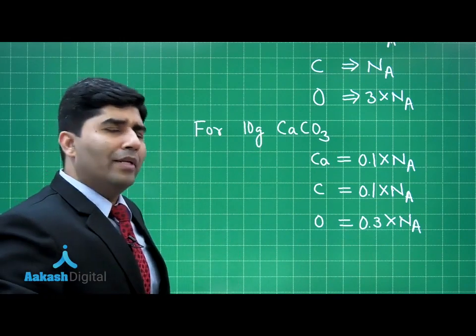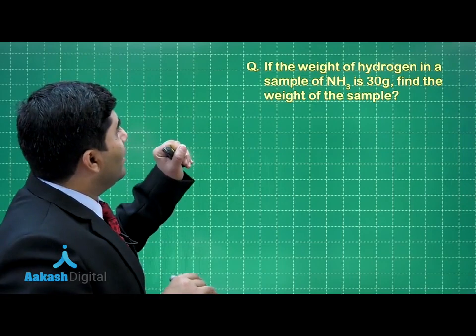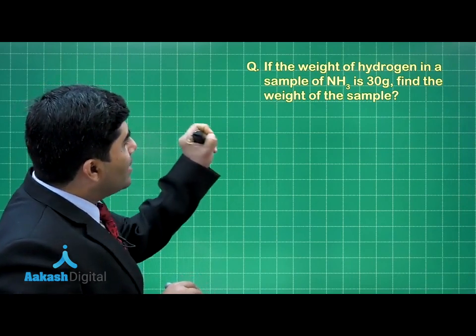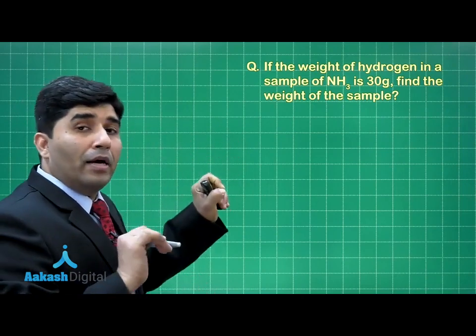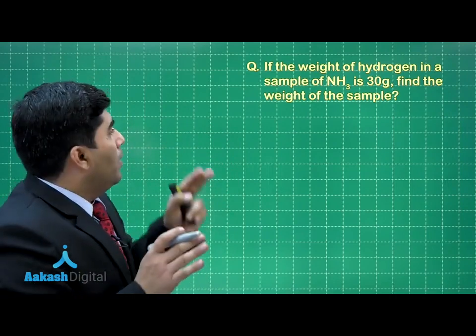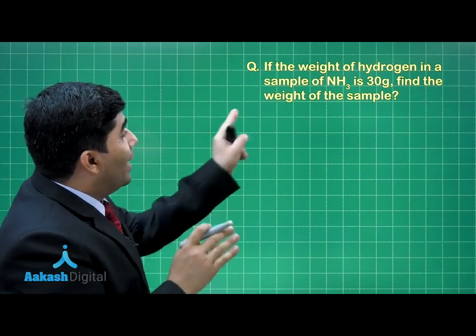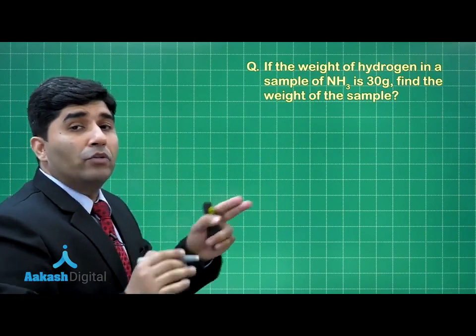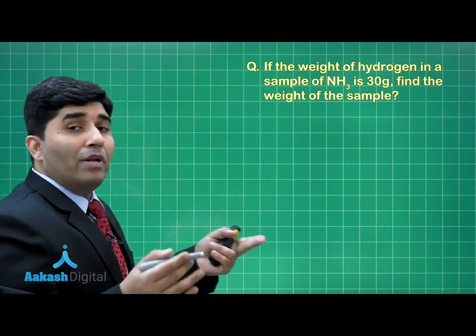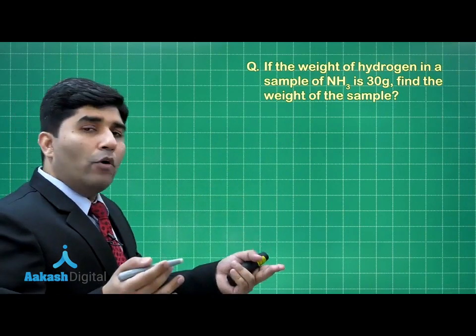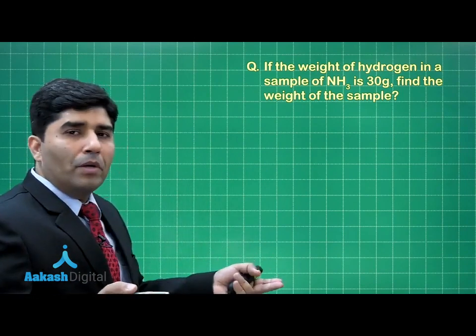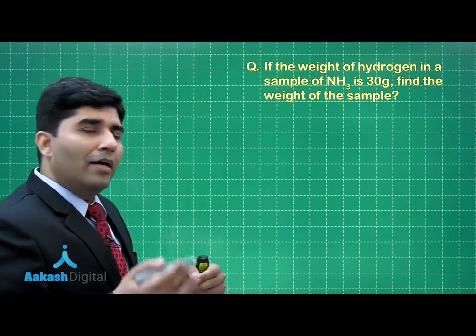Let's move on to the next question. Now in this question he is asking, if the weight of hydrogen is 30 gram in ammonia, we have a sample of ammonia and we have to find out the weight of that sample in which 30 gram of hydrogen is given. So again we will apply the unitary method, again that alternate method. Without finding out the number of moles, we will find the answer. Let's solve it.